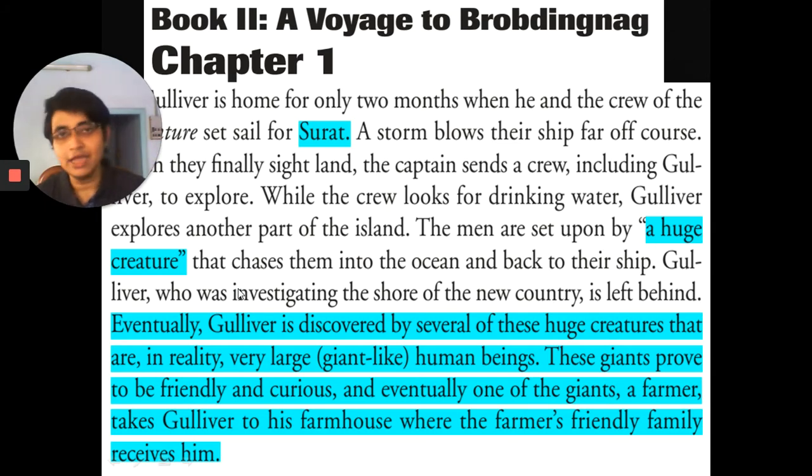Whereas in book 1 Gulliver has been repeatedly represented as a representative of the human, as almost an ideal human being, though not quote unquote ideal, but as a human being who is much more superior than the Lilliputians.